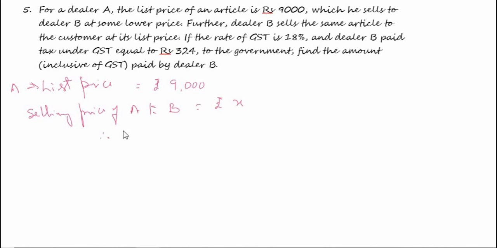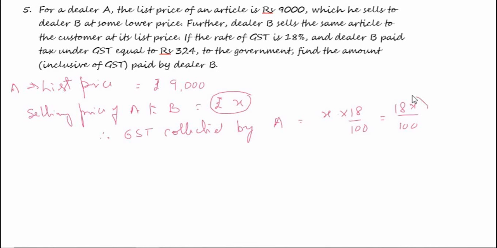Therefore, GST collected by A while selling at the rate of 18%. So X into 18 divided by 100, so 18X divided by 100. So A sells at rupees X and he collects a tax of 18X by 100.